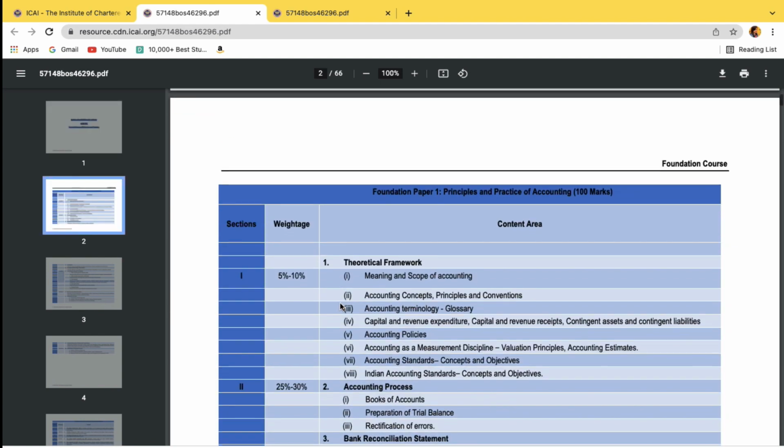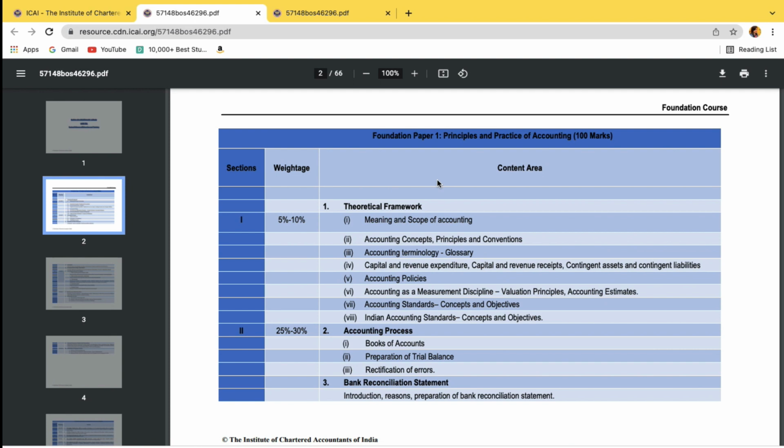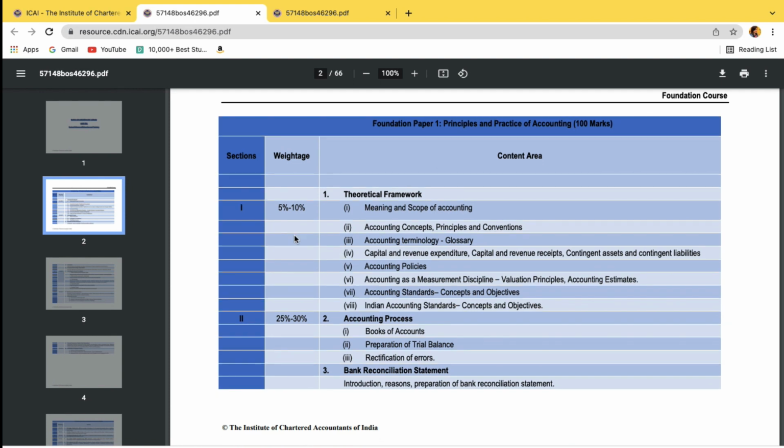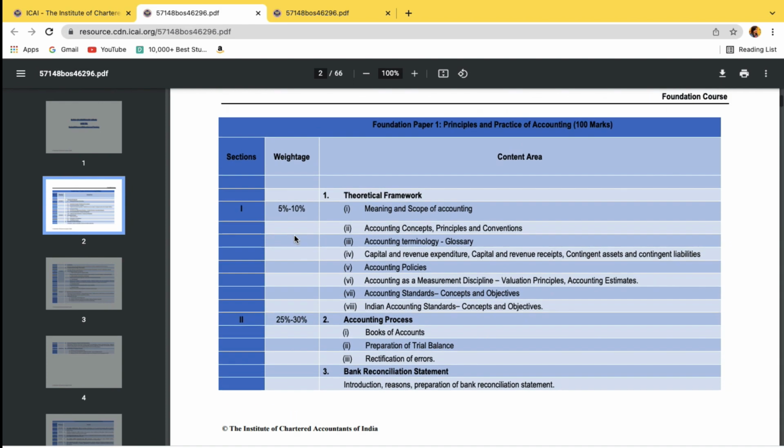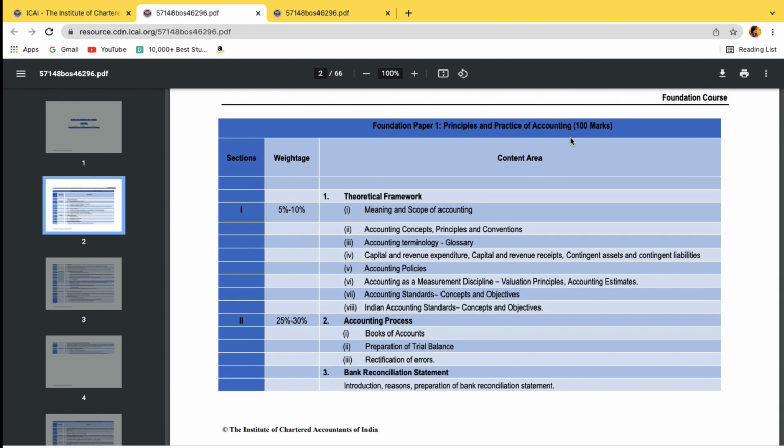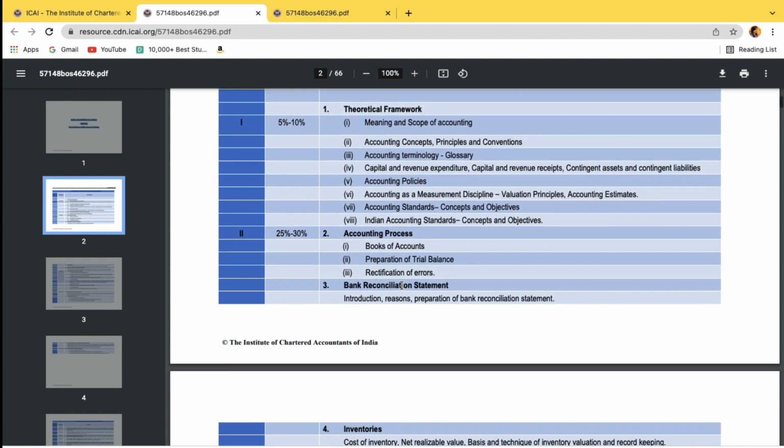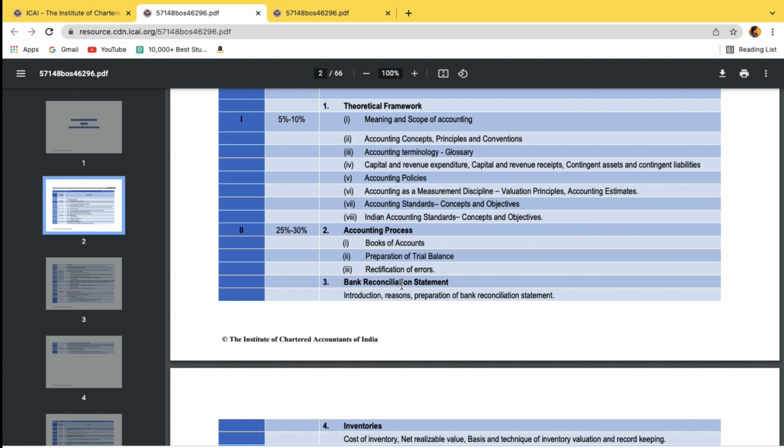Here for paper number 1, for each subject, for each chapter, weightage is given. According to that, you can study. Like in paper number 1, which is Principles and Practice of Accounting, a lot of things will be common with your class 12 papers, so it won't be very difficult for you to understand. You can study by yourself also if you are not thinking of taking classes. But if you are opting for tuitions, try to complete your course with the tuition classes together only, and then revise after the entire course is completed. Review and revise every night after you come back from your class.